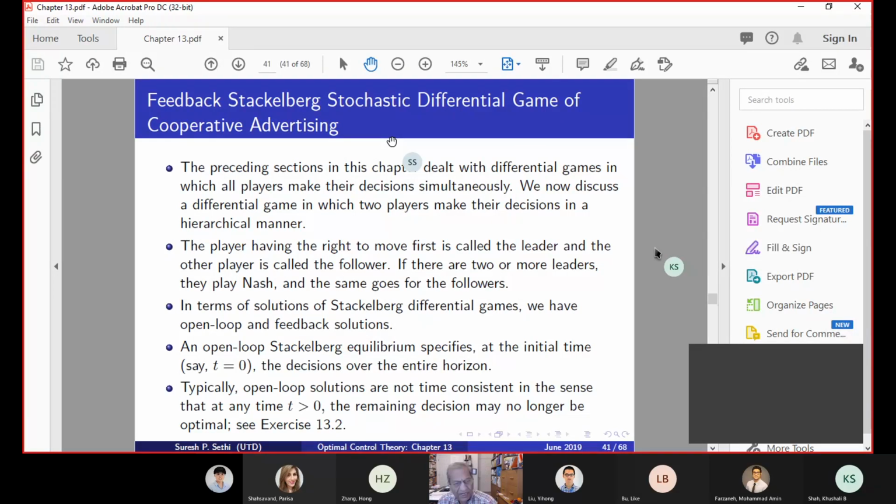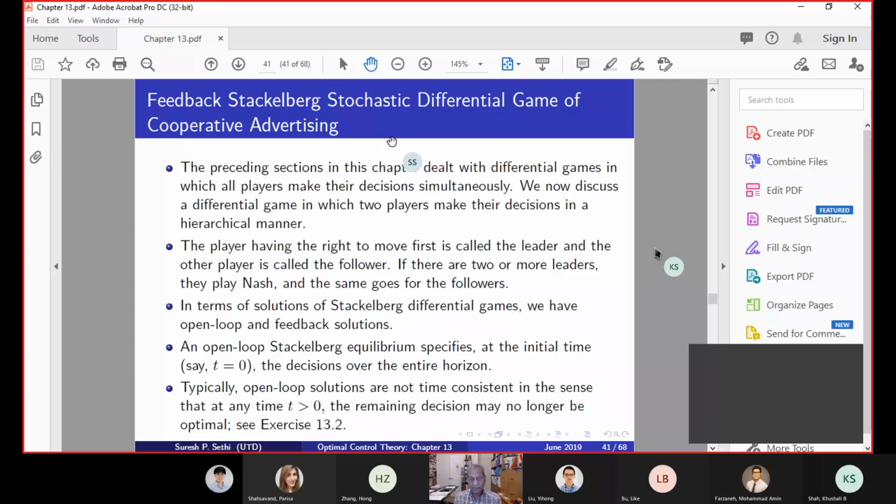So in the Nash game, all the players make their decision simultaneously. In a continuous time setting, when we mean simultaneous, it is, so in a discrete time setting, simultaneous means they make the decision every period.